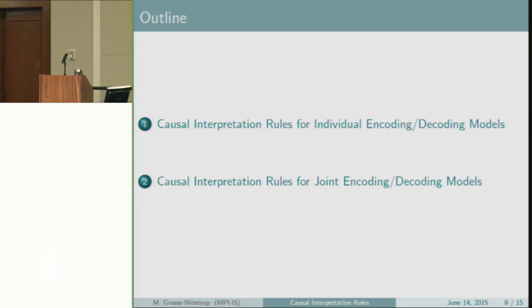And I can now move on to causal interpretation rules for individual encoding and decoding models and for joint encoding and decoding models. In the first part, I'm going to say, if you look at each model individually, there's really not much you can say. So the first part is essentially saying be extremely careful about causal statements. Most of the time, you're not allowed to make them. And then the second part of the talk, I'm very briefly going to argue that to get out of this mess and maybe make a little bit stronger statements, we should start training encoding and decoding models jointly on the same data and look for asymmetries in these models.